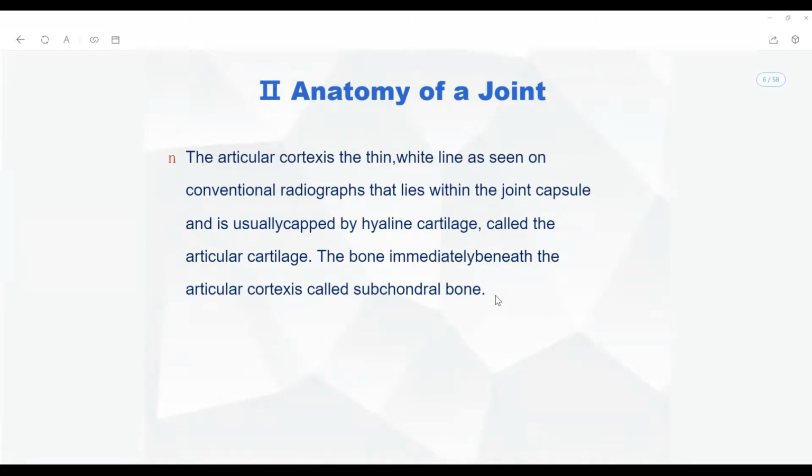First you have to understand that the articular cortex is a thin white line as seen on a conventional radiograph, which lies within the joint capsule and is usually capped by hyaline cartilage, which is called the articular cartilage. The bone immediately beneath the articular cortex is called the subchondral bone. You have to understand here that the articular cortex is the cortex present along the articular side, which means I am talking about the proximal part of the distal bone and the distal part of the proximal bone.